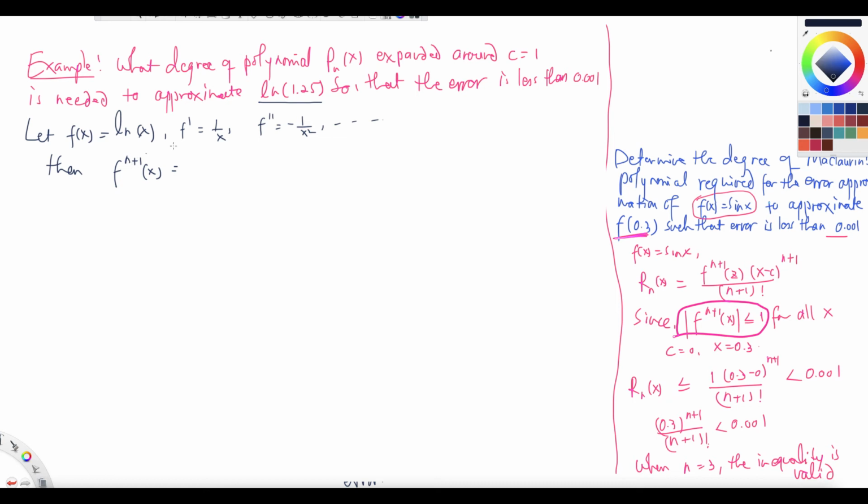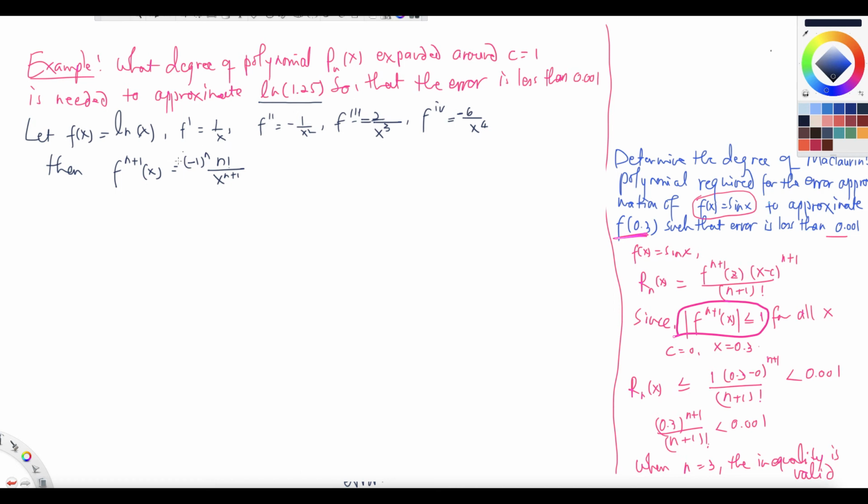If you take n equals 0, it looks like (-1)^n n! over x^(n+1). I can show you that n plus 1. How? See that f triple prime equals what? You get 2 over x to the third, and then f^(iv) equals, you get 6 over x to the 4, but negative.